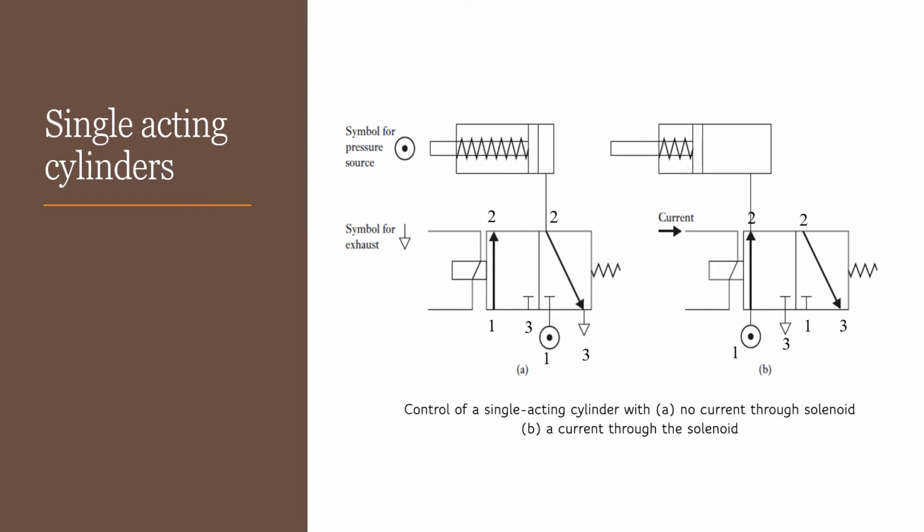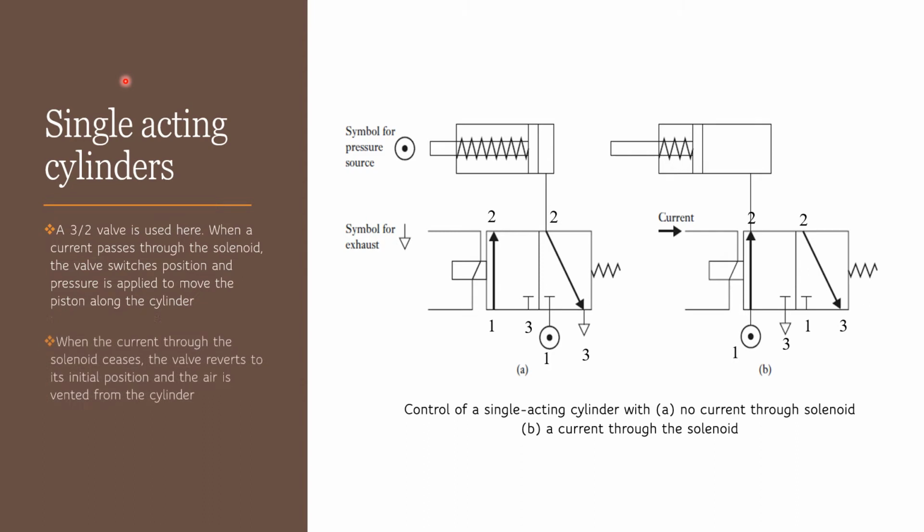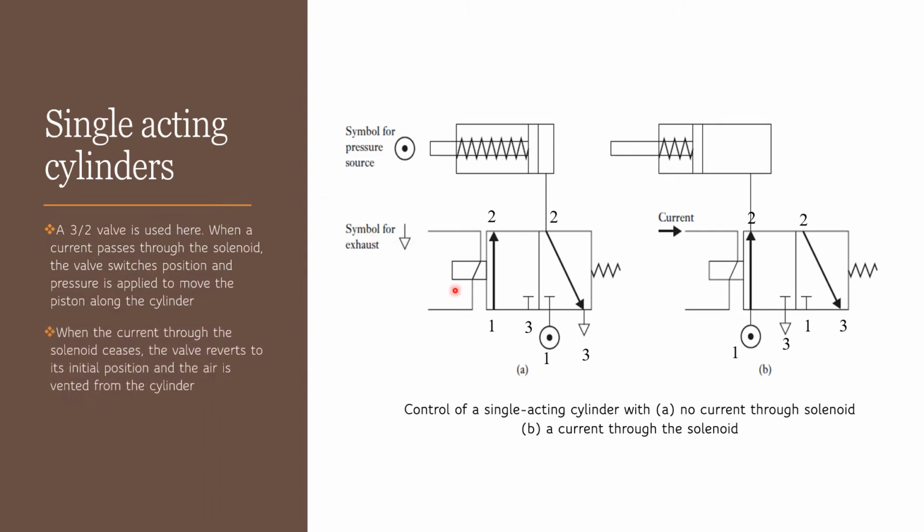represented using the symbols. The figure shows the control of a single acting cylinder when there is current through the solenoid, as well as when there is no current through the solenoid. So initially, when the spring is not loaded, the air inside the cylinder is vented through the second port to the third port and to the atmosphere. So initially there is no current through the solenoid.